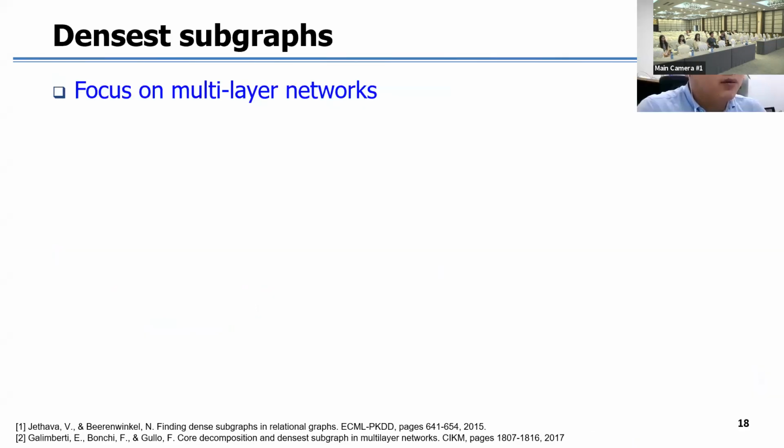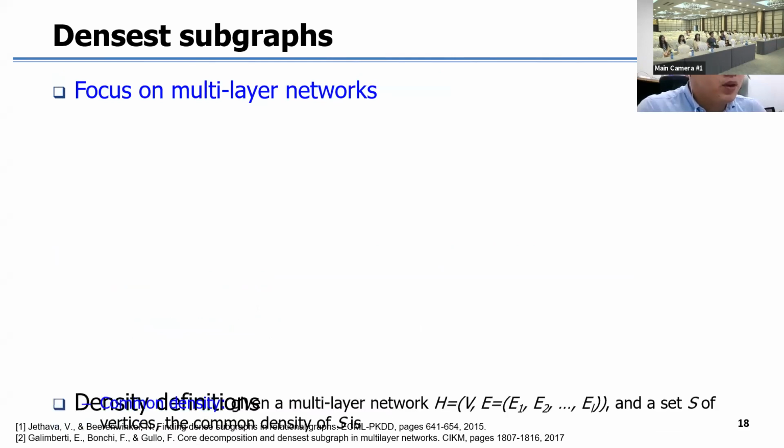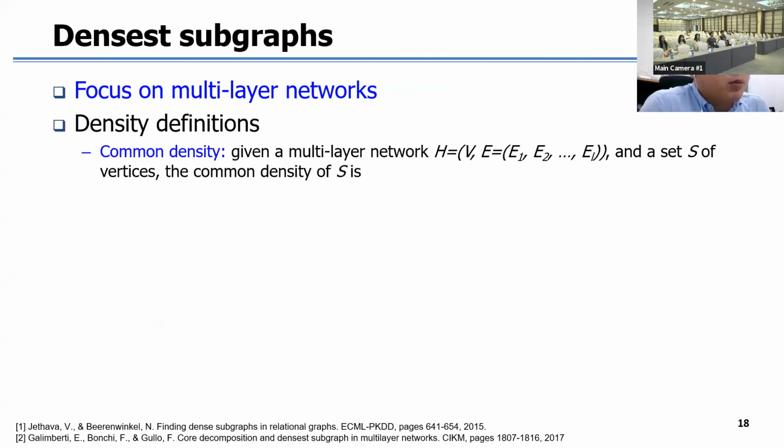Recently, some researchers have studied how to find the dense subgraph on multi-layer networks. To define the dense subgraph problem on multi-layer networks, first they need to introduce the definition of density. The most well-known density is called common density. That is, given a multi-layer network and a subset of vertices, the common density of this set of vertices is defined as the minimum density on different layers. So you can see that it enumerates all the different layers, and for each layer it computes a density, which is defined as the number of edges over the number of vertices. Based on the common density, the common density-based dense subgraph is studied.